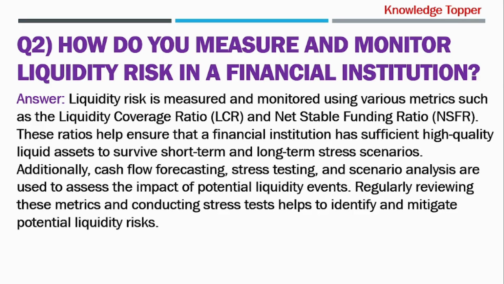So, how you can answer this question is that, well, liquidity risk is measured and monitored using various metrics such as the liquidity coverage ratio and net stable funding ratio. These ratios help ensure that a financial institution has sufficient high quality liquid assets to survive short term and long term stress scenarios. Additionally, cash flow forecasting, stress testing, and scenario analysis are used to assess the impact of potential liquidity events. Regularly reviewing these metrics and conducting stress tests helps to identify and mitigate potential liquidity risks.